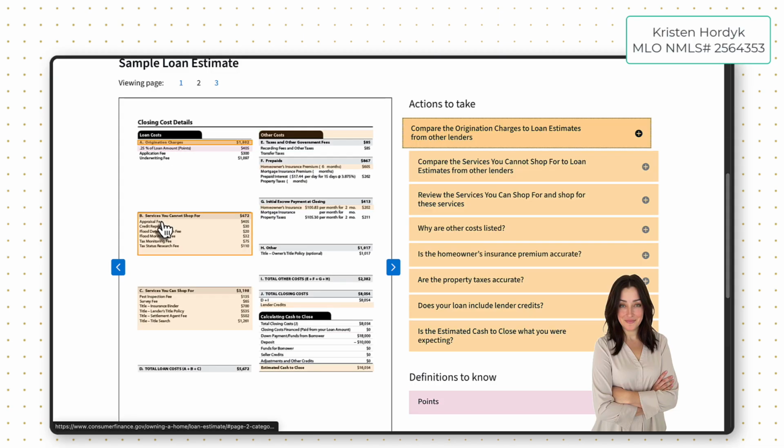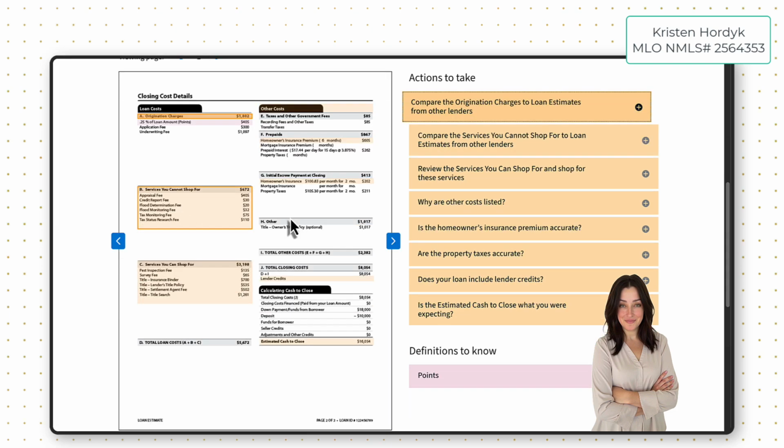Then we move on to Section B, services you cannot shop for. Section B includes things like appraisal, credit report, required third-party services, and loan processing. These are third-party fees required for the loan. Your loan officer does not set these prices, but accuracy here reflects experience.